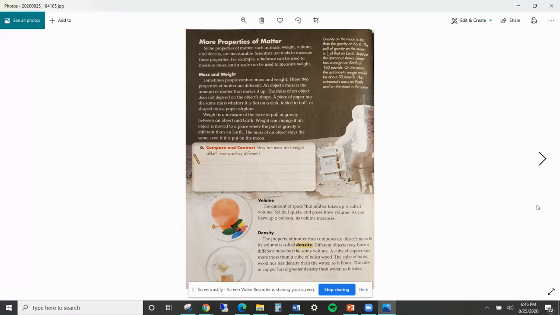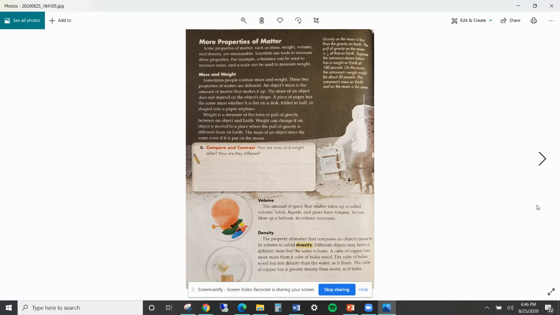1/6. So my fourth graders have been doing base 10, and when we say 1/10, that means divided by 10. Gravity on the moon is less than the gravity on Earth. The pull of gravity on the moon is 1/6 of that on Earth. So whatever you weigh on Earth, you would divide by 6 to determine how much you weigh on the moon. Suppose the astronaut shown below has a weight on Earth of 180 pounds. On the moon, the astronaut's weight would be about 30 pounds.